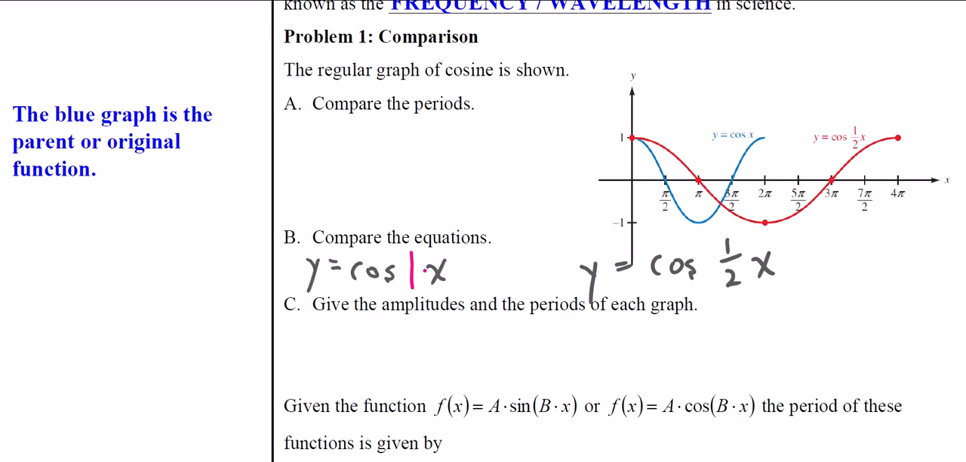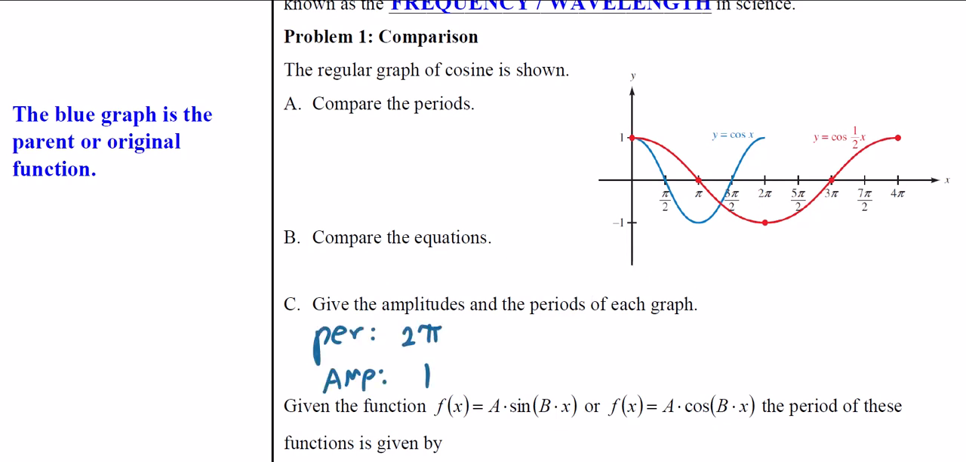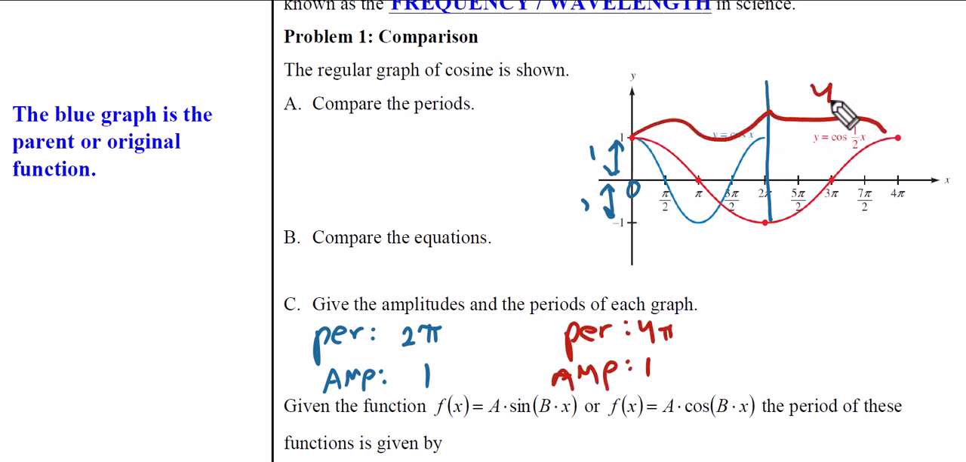But in either case, look at part C. We know that the period was 2 pi, right? It started here at 0, and then it went all the way to 2 pi. The amplitude was 1. For the red graph, the period was a full 4 pi, but the amplitude was still 1. So you note that the period does not affect the amplitude.